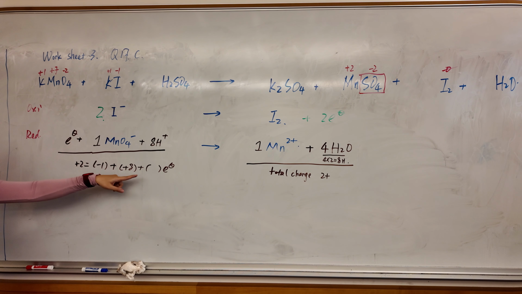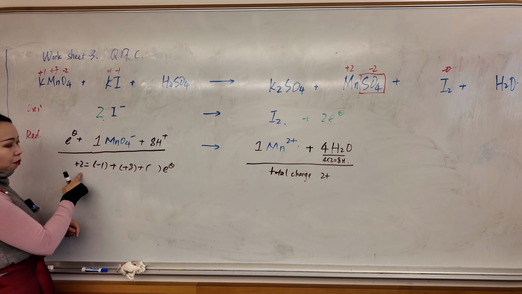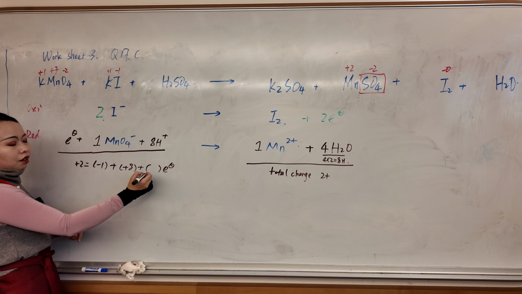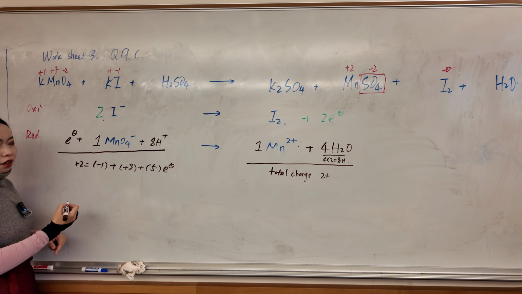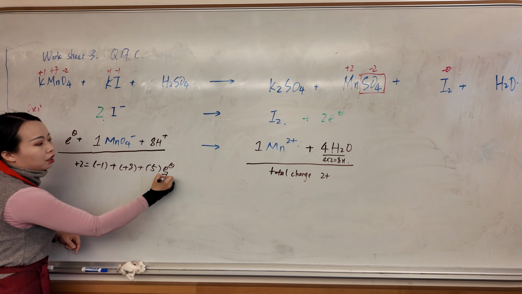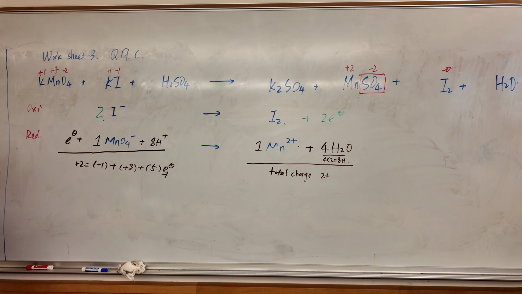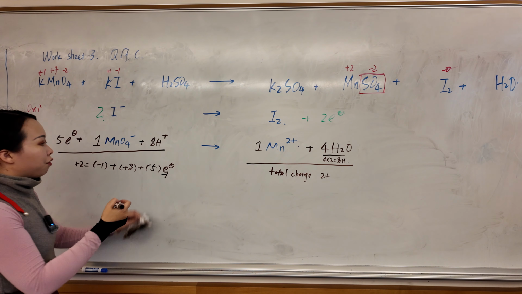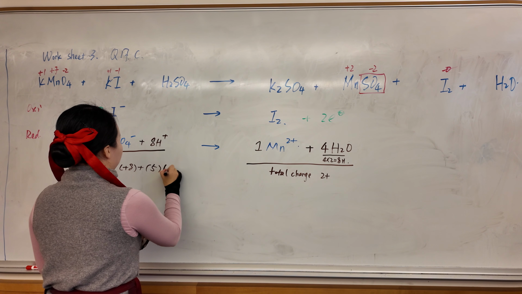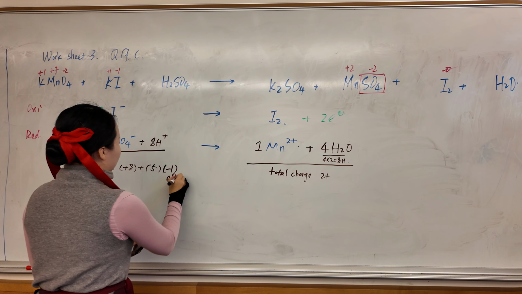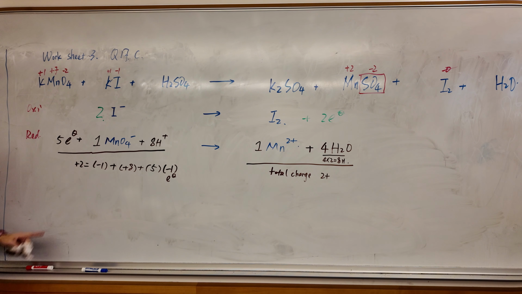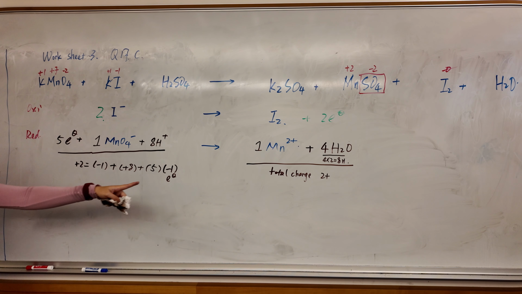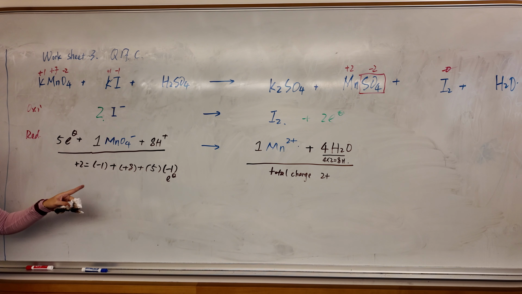Okay, so how many electrons should I have? +2. Because each electron is -1, right? So I will need 5 electrons, so that's 5 times -1 to make +2. Total charge is +2. Makes sense now?